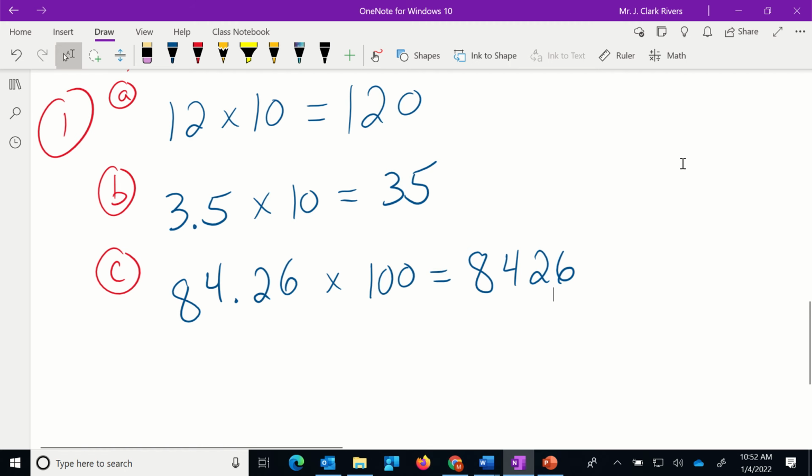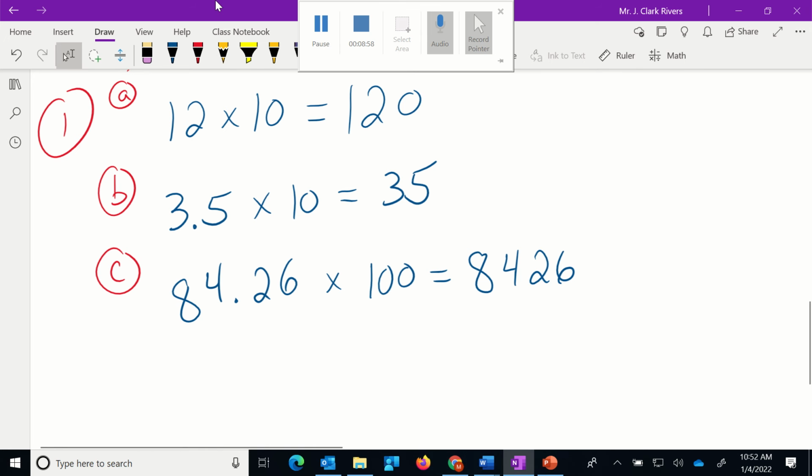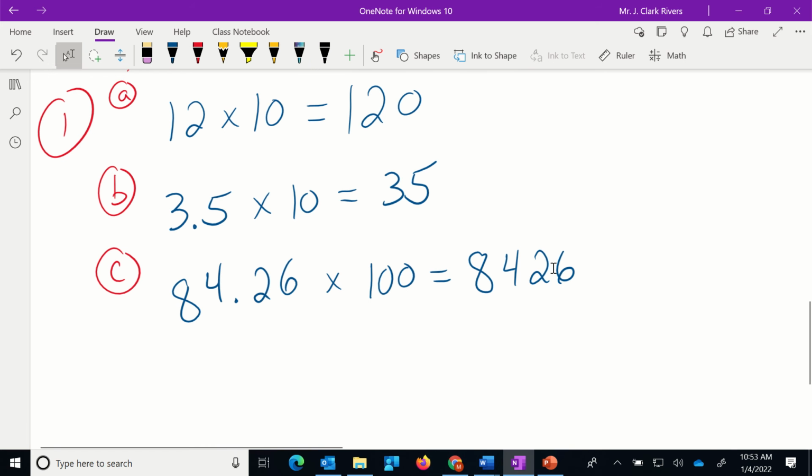So if you multiply by 100, the rule is this: however many zeros you have, that's how many places to the right the decimal will go. Sarah Kate, if that was 1,000, it would be 84,260. Correct. You would slide the decimal 1 more spot to the right, which would give you that.